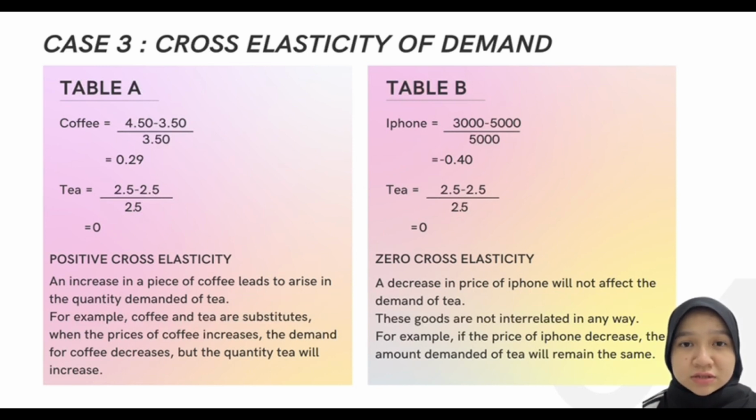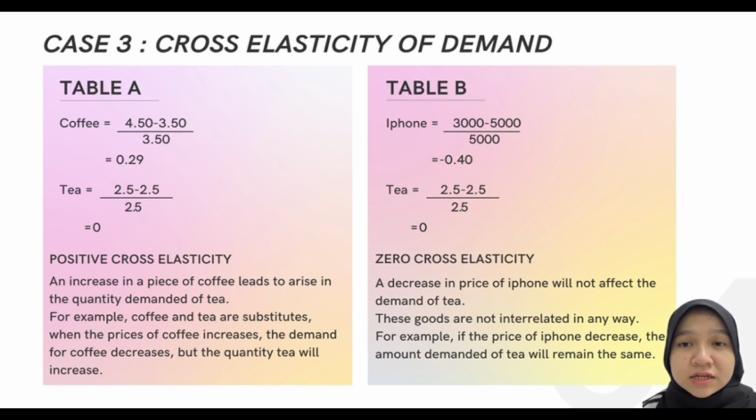For case 3, it is cross elasticity of demand. In this case, two tables are given, which are table A and table B. For table A, it has two goods, which are coffee and tea. For coffee, by using the formula, the answer is 0.29, and for tea it is 0. The type of cross elasticity is positive cross elasticity.